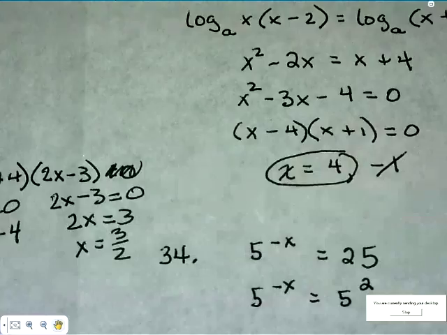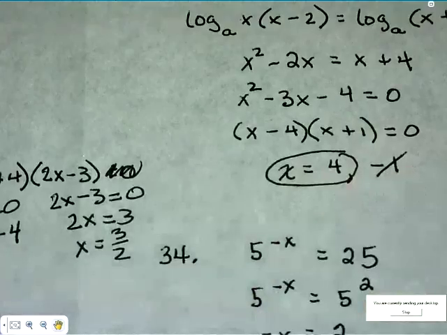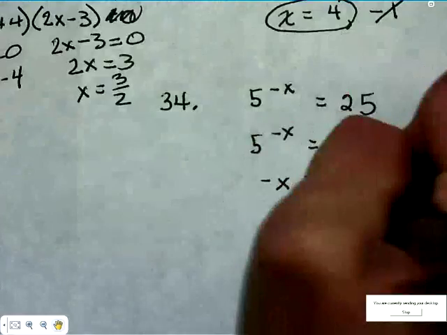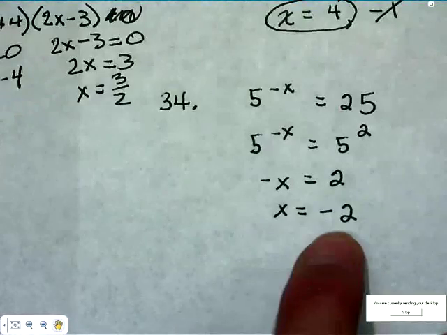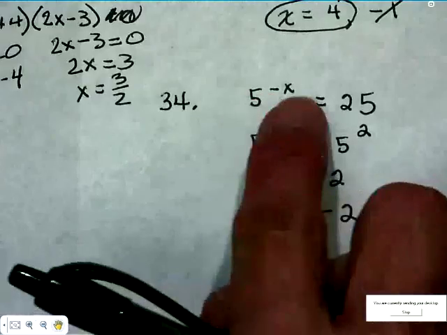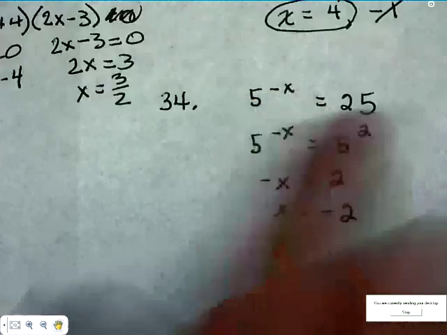Because once you've written both sides having the same base, you can just take the bases off and set the arguments equal to each other. And then in this case, you just have a little linear equation. All you have to do is divide both sides by -1. And your solution's x equals -2. That's completely checkable. If you let x be -2 and this exponent, you have the opposite of -2 is +2. And 5 squared does equal 25.